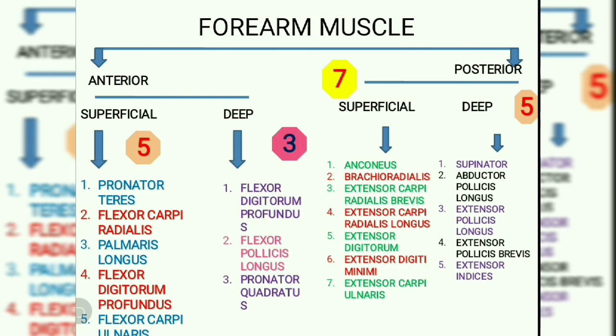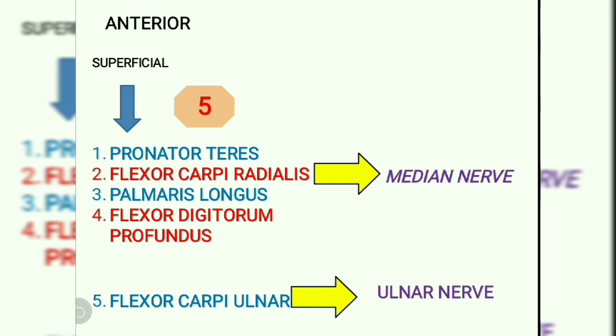Forearm muscles. Now here, the anterior compartment of the forearm is divided into superficial muscles and deep muscles. Under the superficial muscles, as I have discussed before, there are 5 muscles: pronator teres, flexor carpi radialis, palmaris longus, flexor digitorum superficialis, and flexor carpi ulnaris. 4 of these muscles are supplied by the median nerve, but the flexor carpi ulnaris is supplied by the ulnar nerve.